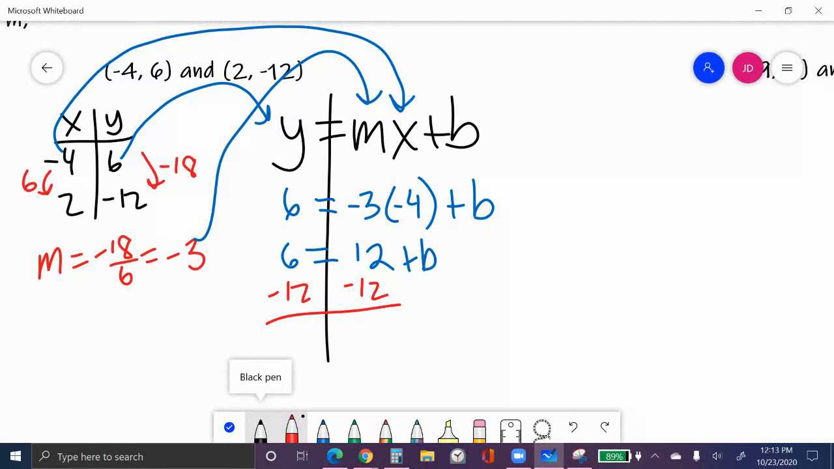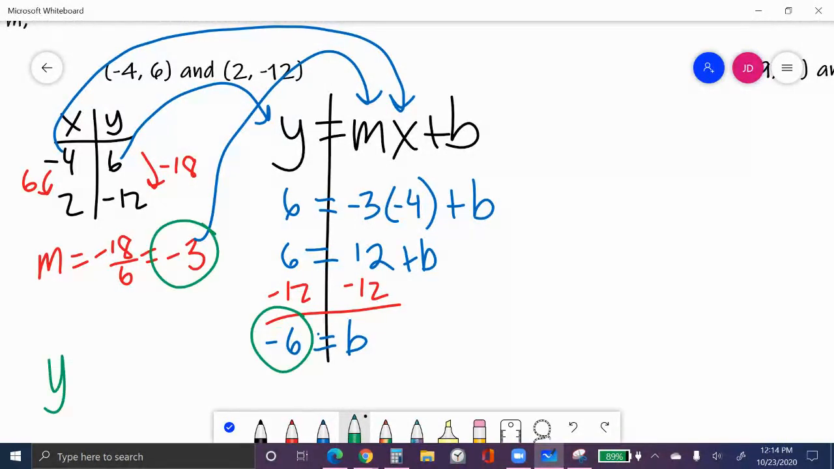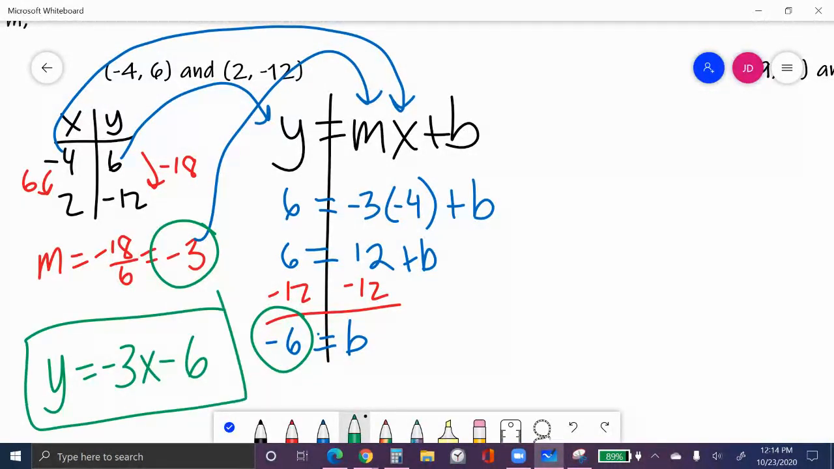And we get negative 6 is our b value. So we have our m, we have our b. My equation is y equals negative 3x minus 6. There's my function rule. All right, so now we know what to do when we find the slope and the y-intercept is not given in the table. Let's do one more.